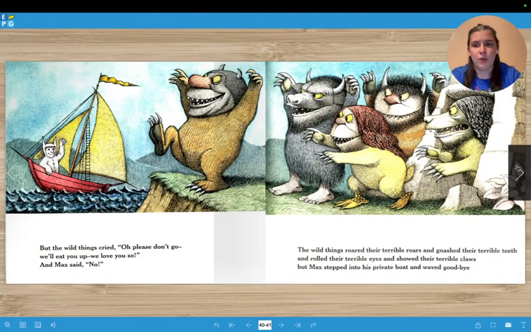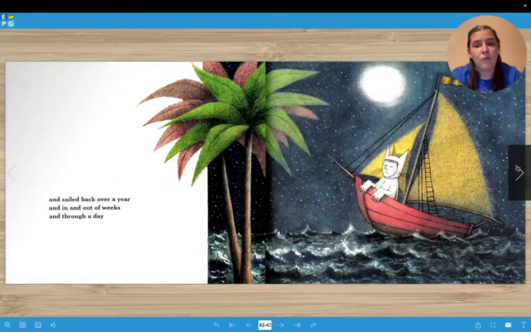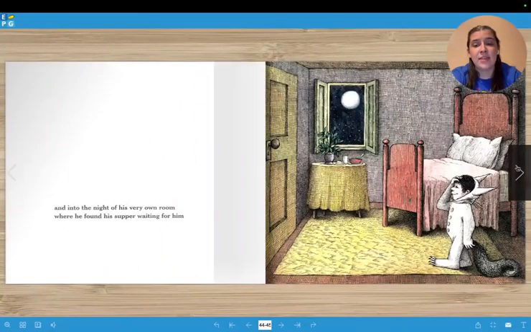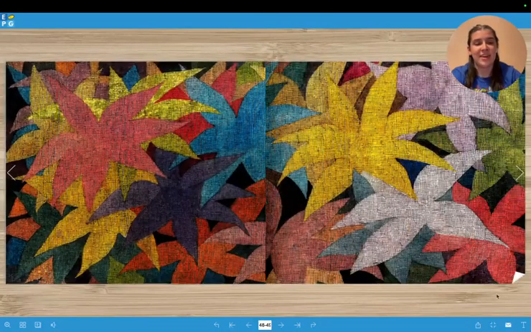And Max said, "No." The wild things roared their terrible roars and gnashed their terrible teeth and rolled their terrible eyes and showed their terrible claws. But Max stepped into his private boat and waved goodbye and sailed back over a year and in and out of weeks and through a day and into the night of his very own room, where he found his supper waiting for him. And it was still hot. The end.